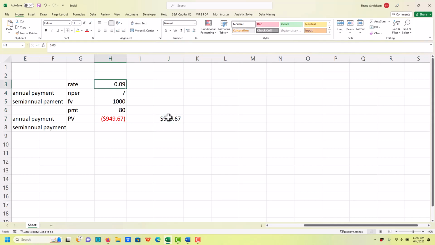So we're saying here, we start at $949.67. That's at a 9% yield to maturity. So we change that yield to maturity to 11%, and the value goes down. The value goes down to 858.63, and this is with an 11% yield to maturity.